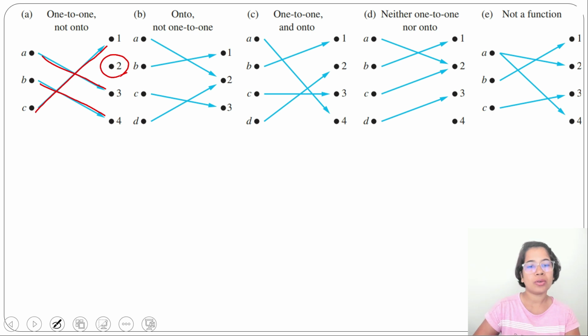In case of onto, for every element of the codomain, there should be some pre-image. As 2 is free, it is not onto, but it's one-to-one.